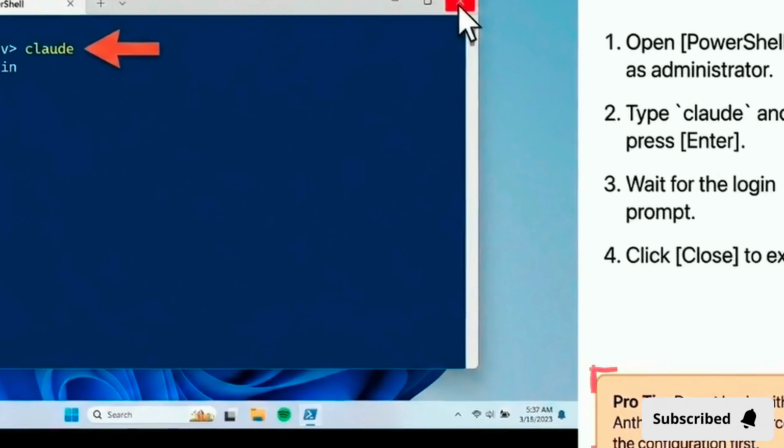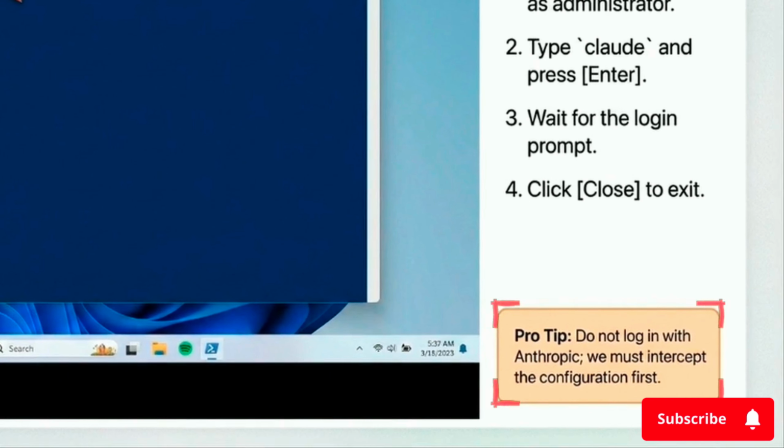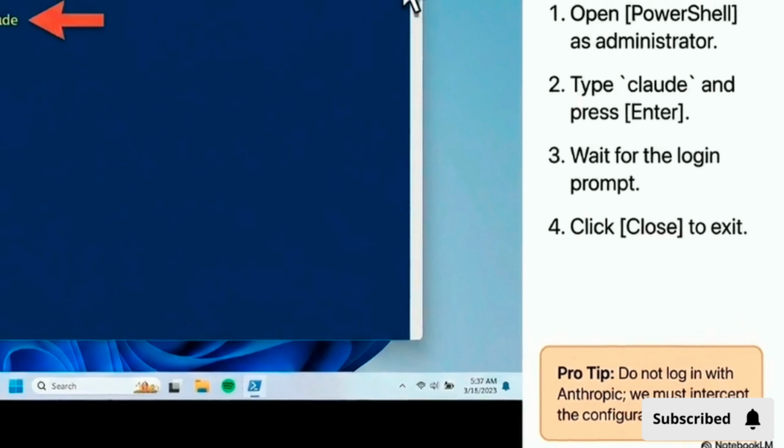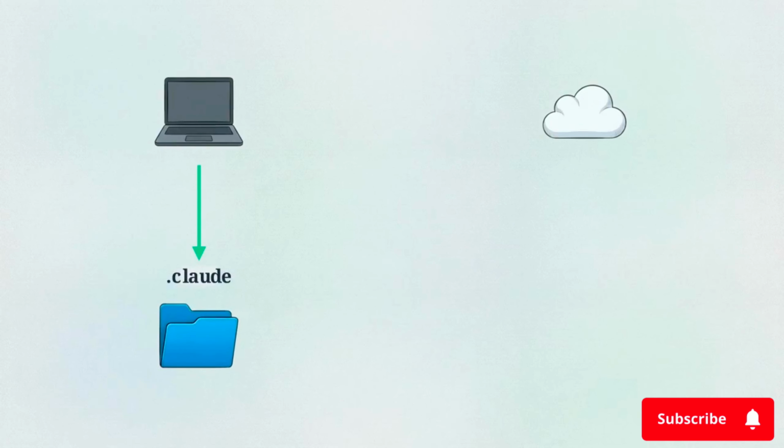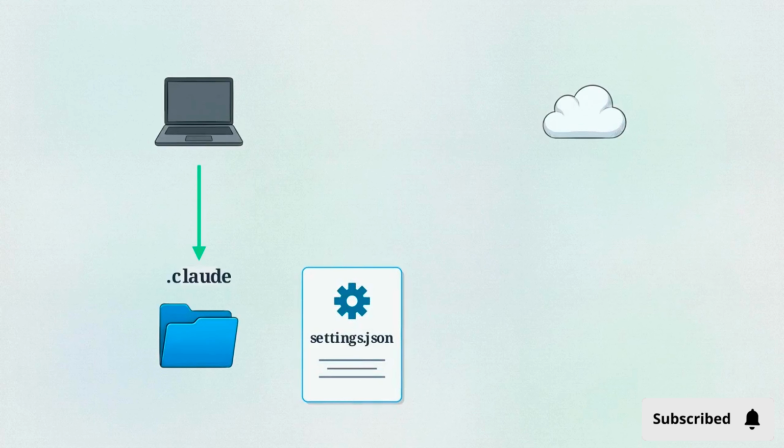The app will immediately try to authenticate you through Anthropic's default cloud service. Do not log in. Close the terminal window the exact moment the browser login prompt appears. Interrupting the authentication process forces the CLI to generate its configuration files locally. We can now modify those files manually.